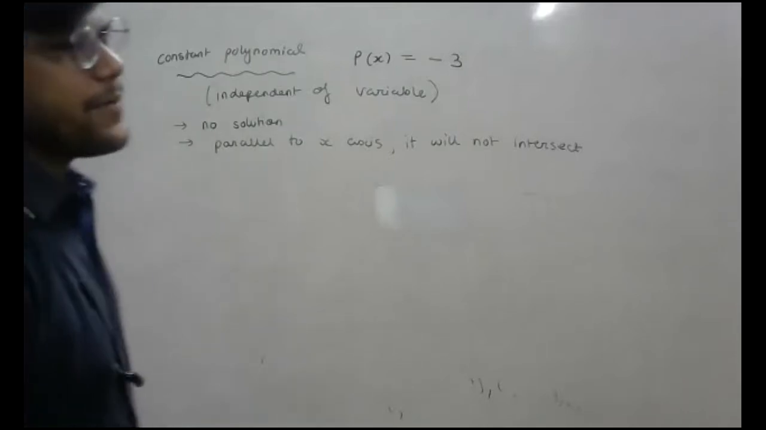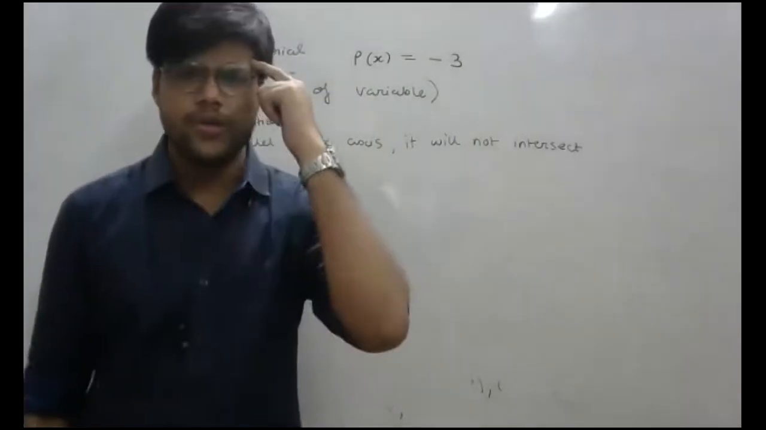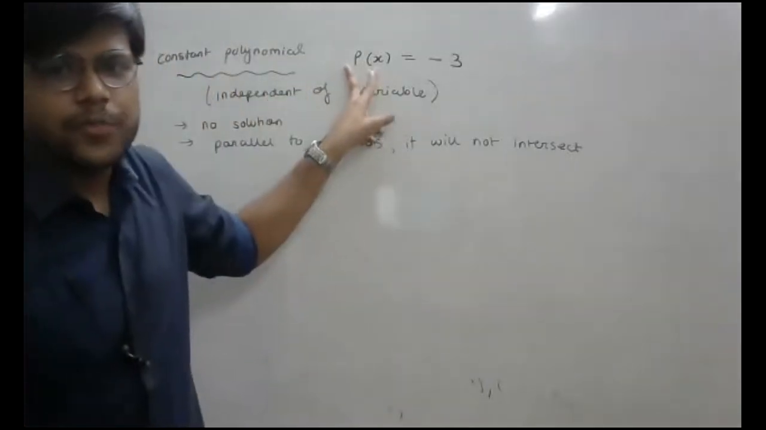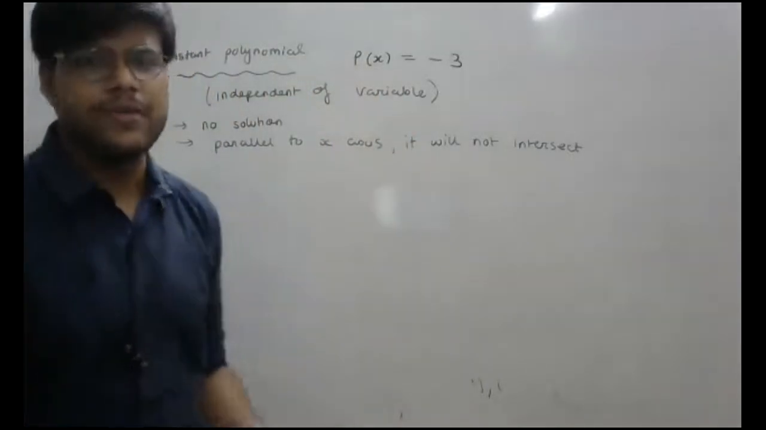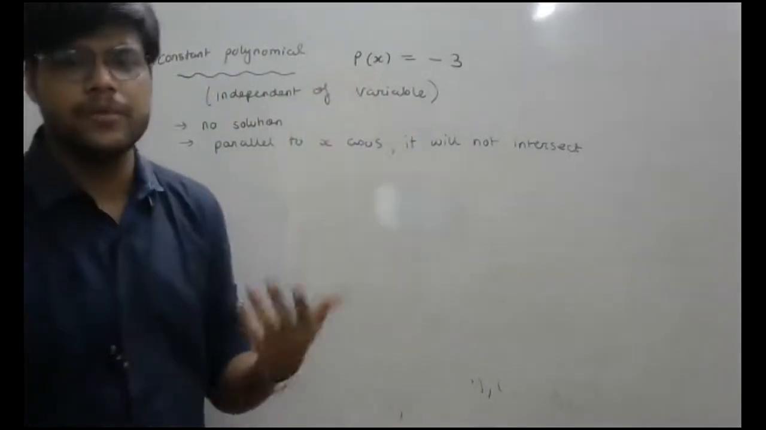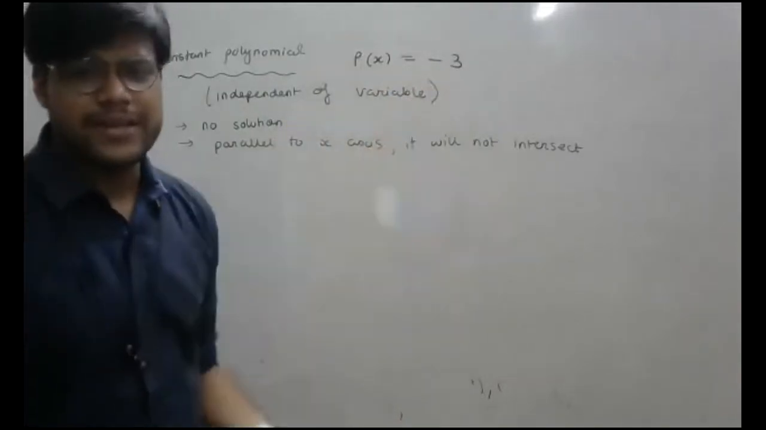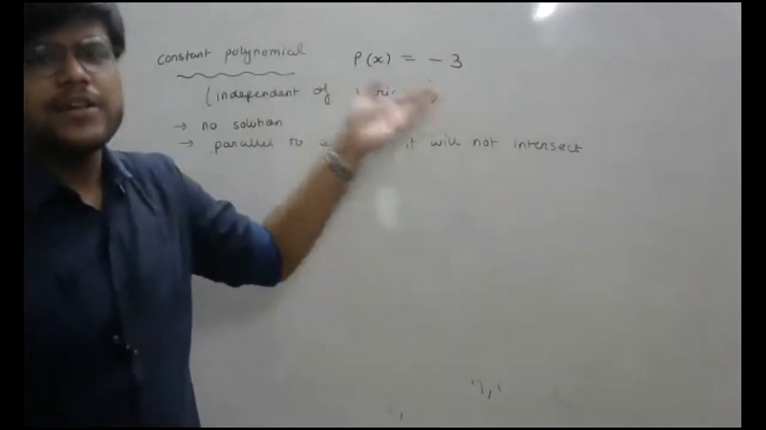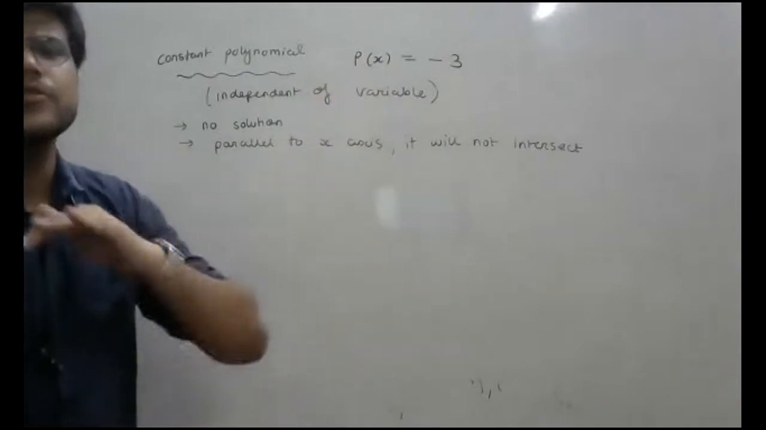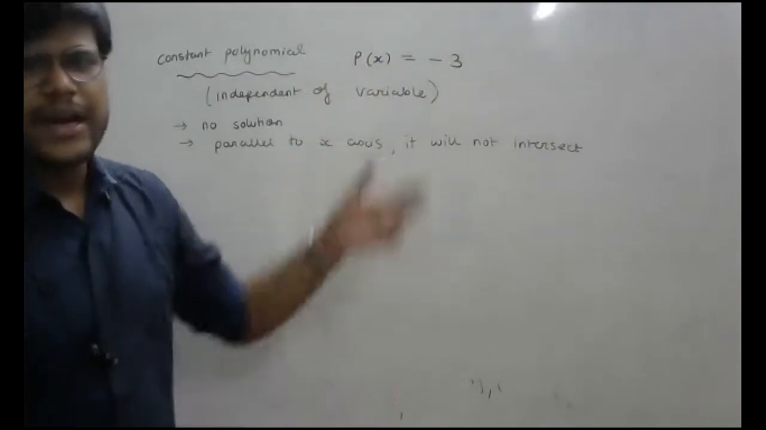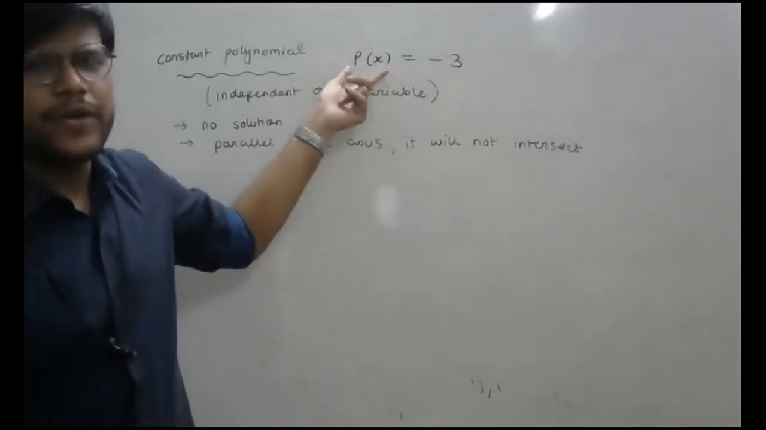Solution का मतलब क्या होता है? Let me explain. When I say solution, what should be in your brain? कि इसकी value p of x की value 0 कब होगी? When will the value of p of x become 0? Now p of x is a constant value -3. It is not depending on x. So how can I change the value? Value is fixed. So there is no chance that I can convert p of x into 0.